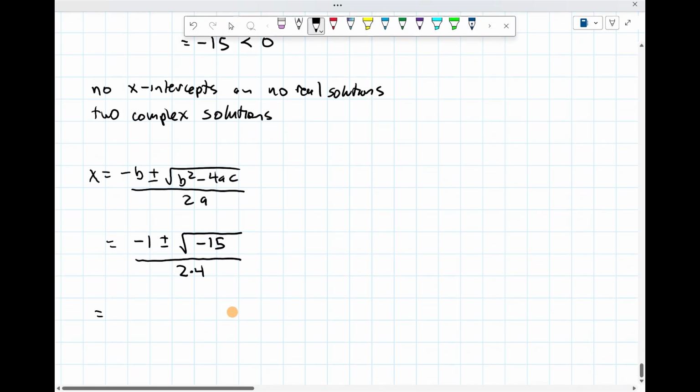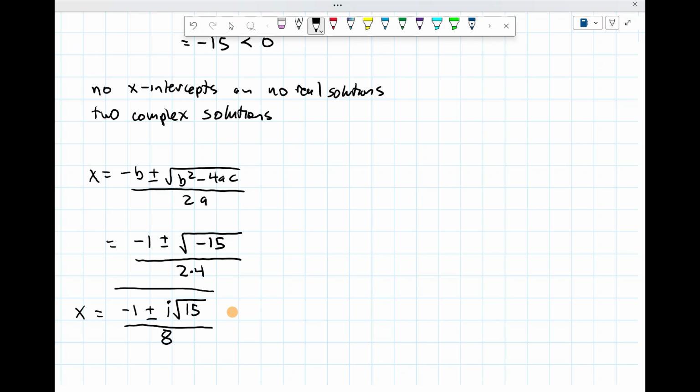This ends up being negative 1 plus or minus, and if we have a negative square root, what we can do is change the negative 15 to a positive 15, but bring out the number i. Remember, i is equal to the square root of negative 1. And then 2 times 4 is just 8. Now, the square root of 15 cannot be simplified, and so this is our final answer.